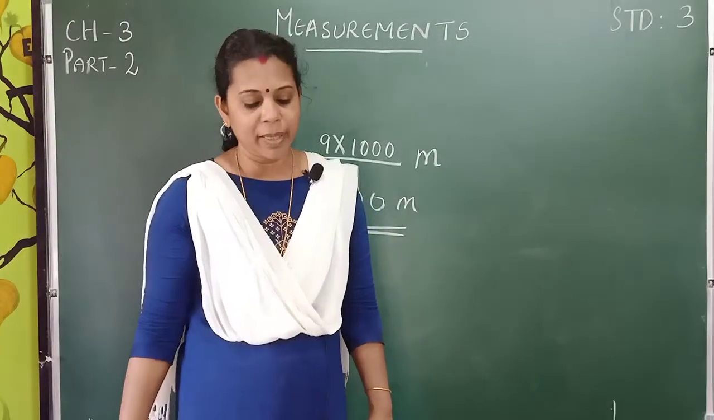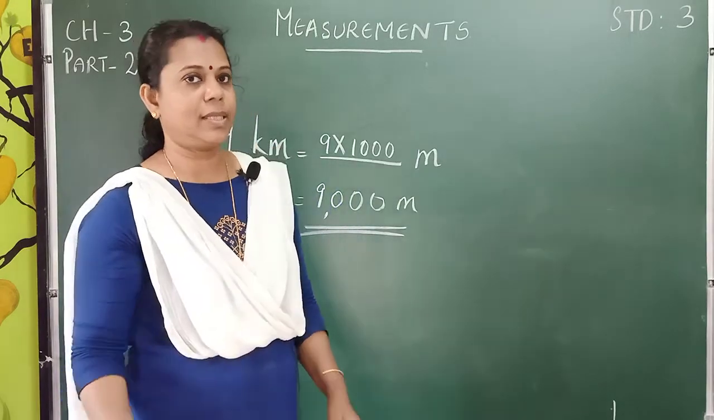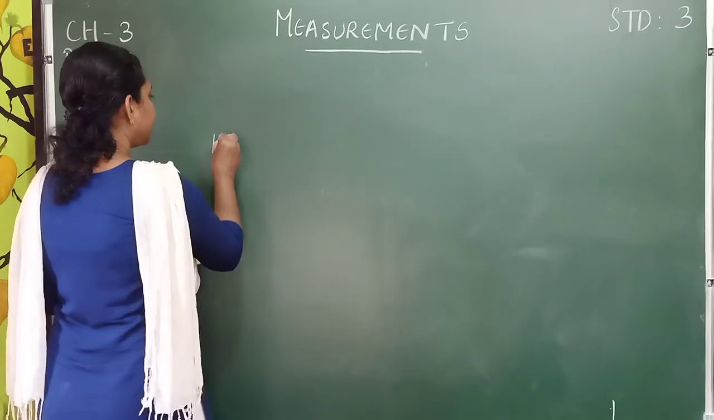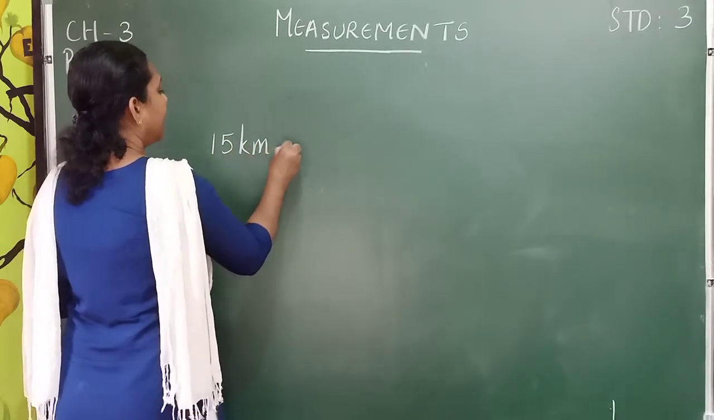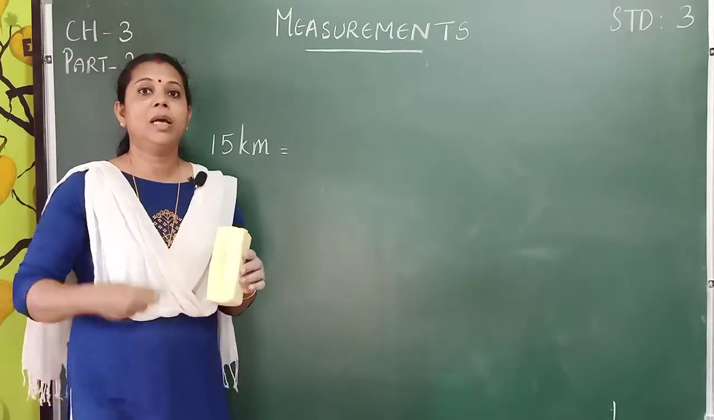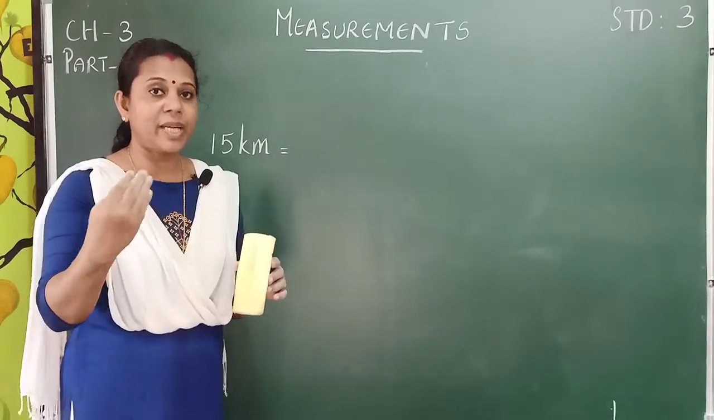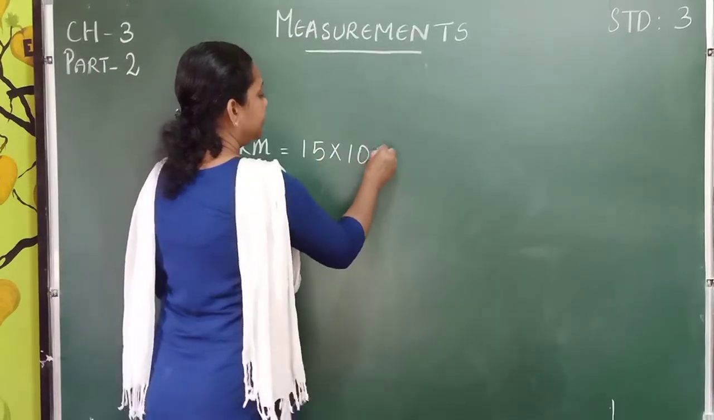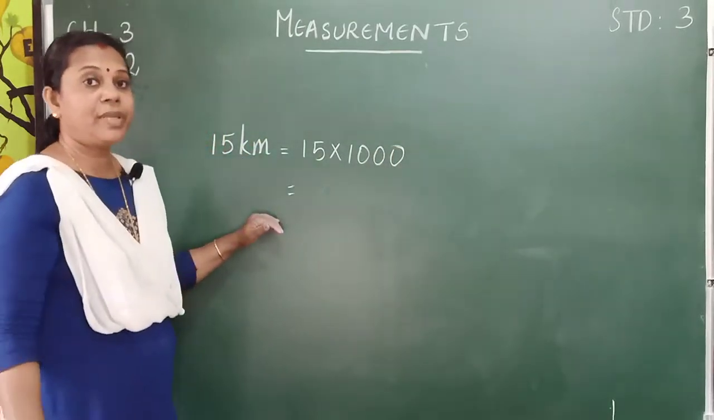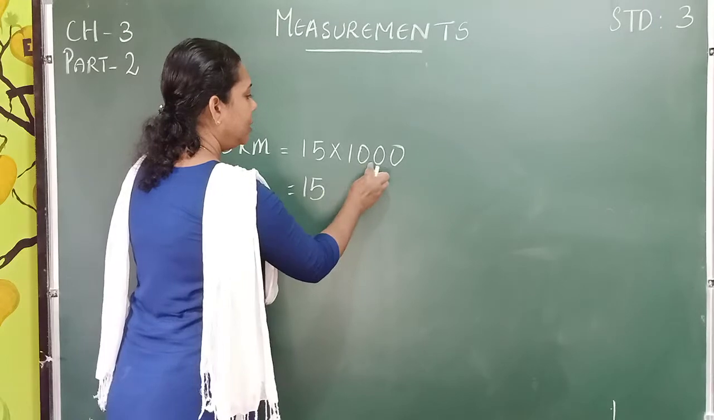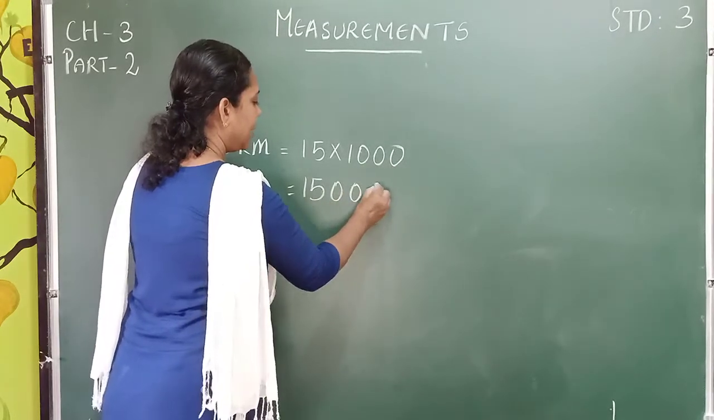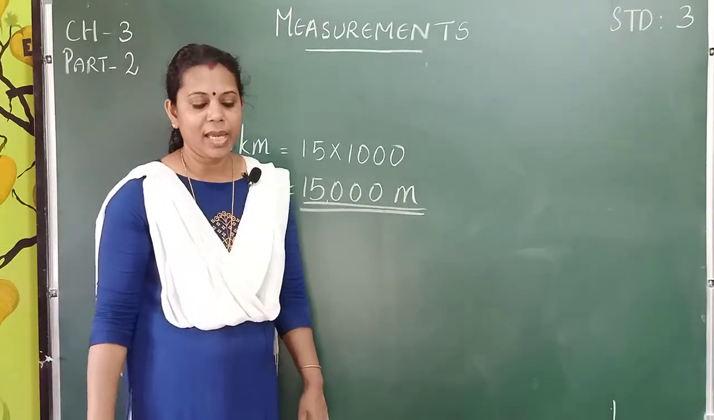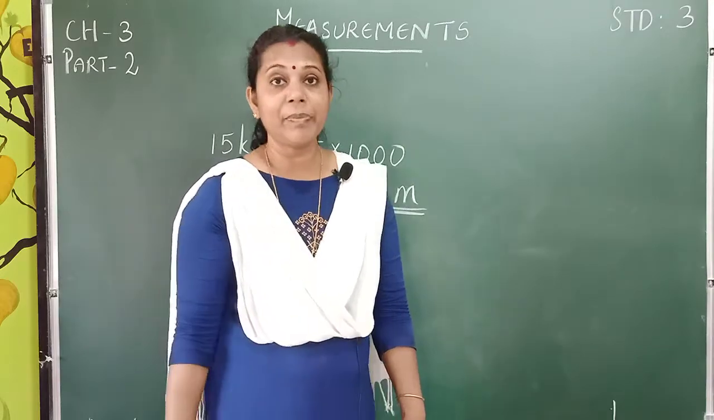Let us move to the next problem. It is 15 kilometers. 15 km is equal to 1000 plus 1000 plus 1000, 15 times, that is equal to 15 into 1000, that is 15 ones are 15, then 1, 2, 3 zeros. It is 15,000 meters. Now, you have two more problems that you do as homework.